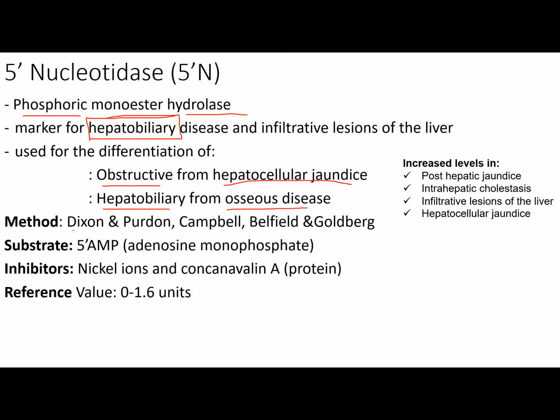Then the methods used here are Dixon and Purdon, Campbell and Belfield, and Goldberg. Substrate used is your 5' AMP. AMP stands for adenosine monophosphate. Inhibitors would include nickel ions and concanavalin A, which is a protein. Reference value of your 5' nucleotidase is 0 to 1.6. Increased in post-hepatic jaundice, intrahepatic cholestasis, infiltrative lesions of the liver, and hepatocellular jaundice.